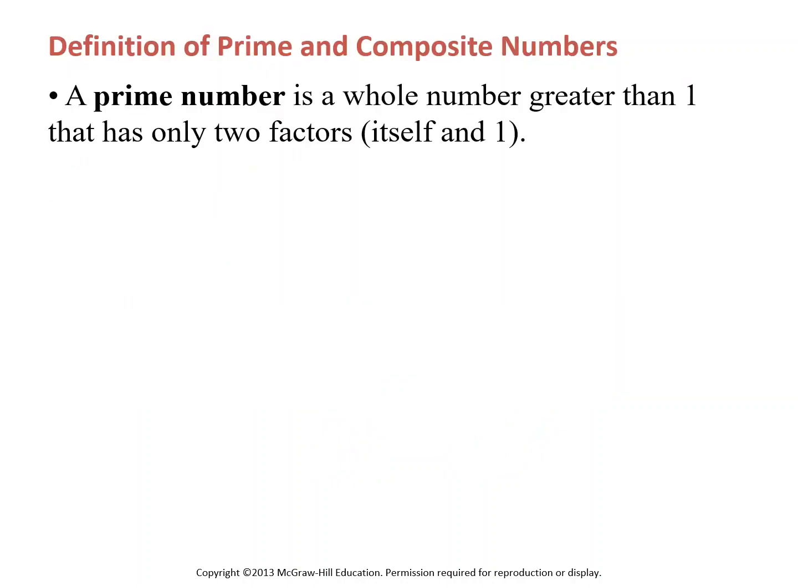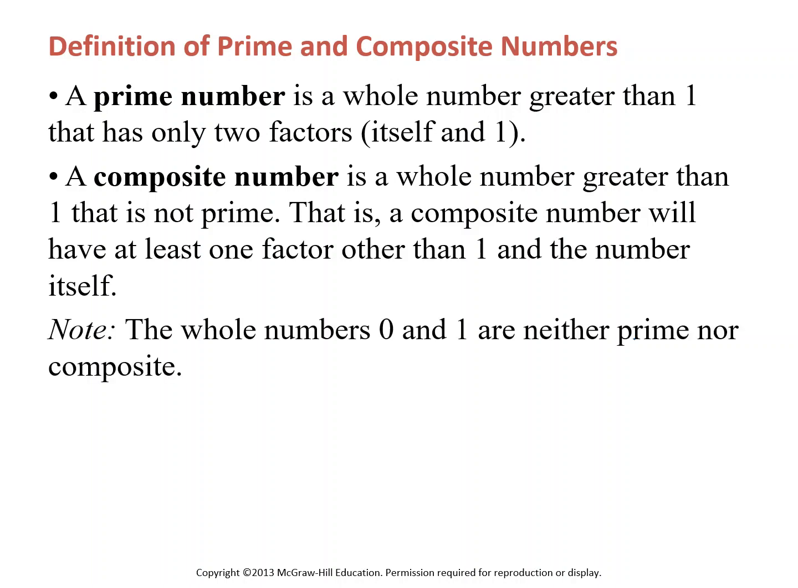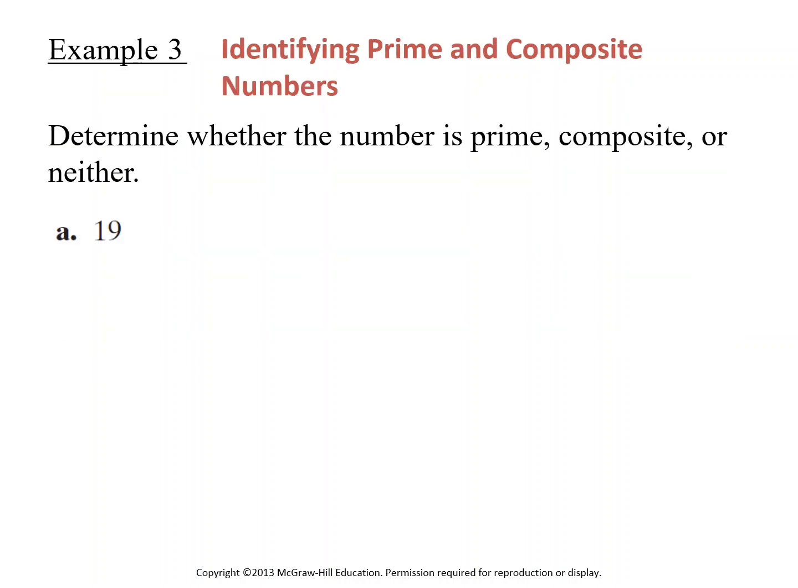So next we're going to look at prime and composite numbers. A prime number is a whole number greater than 1, and it has only 2 distinct factors, 1 and itself. A composite number is a number that has at least 1 factor other than 1 and itself. 0 and 1 are neither prime nor composite.